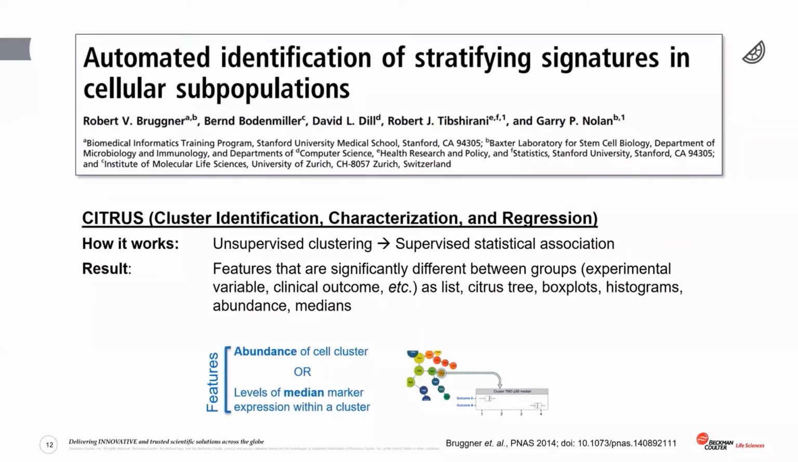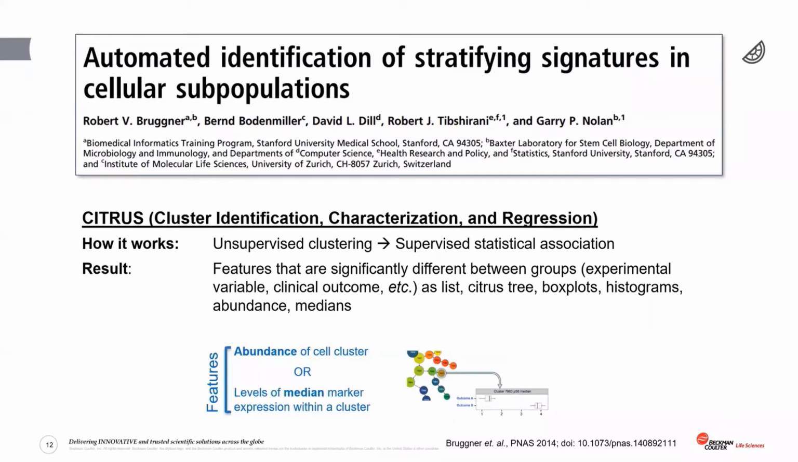Citrus is the tool that we'll be using for biomarker discovery with our more complex single-cell data. It's an acronym for Cluster Identification, Characterization, and Regression, and it was published in 2014. Citrus works in 2 steps to automatically identify stratifying signatures, or biomarkers, in cell subpopulations. First, it performs unsupervised clustering.